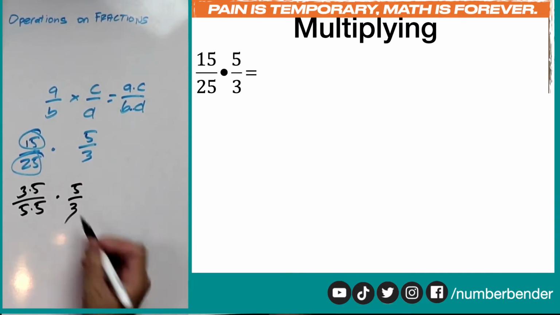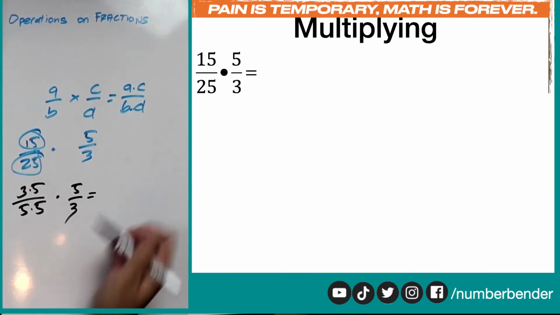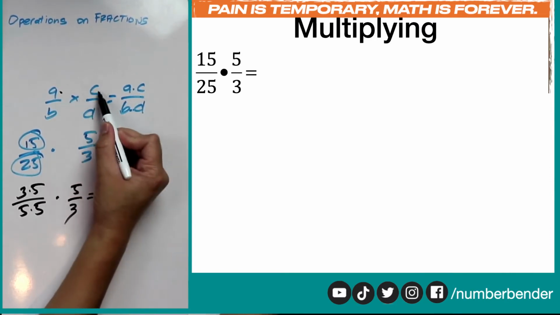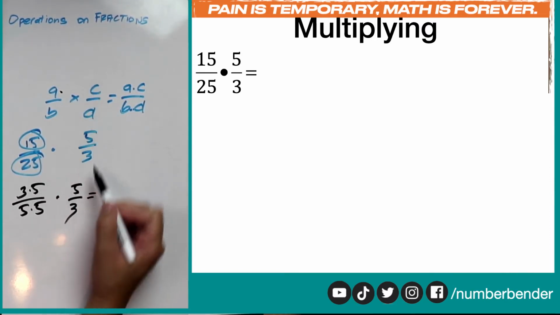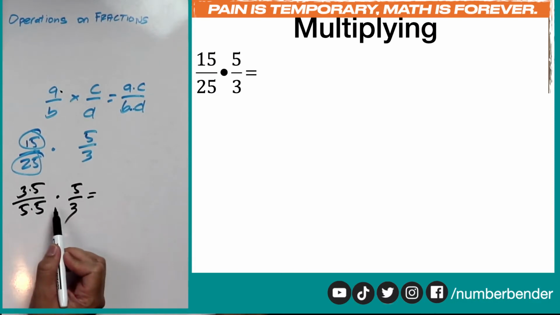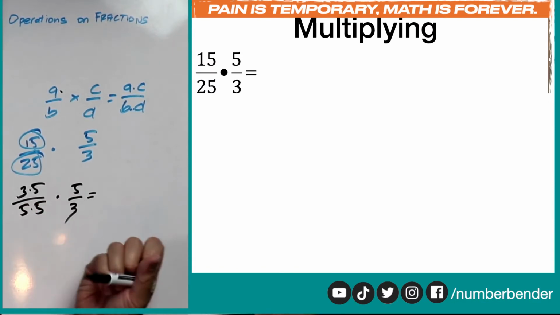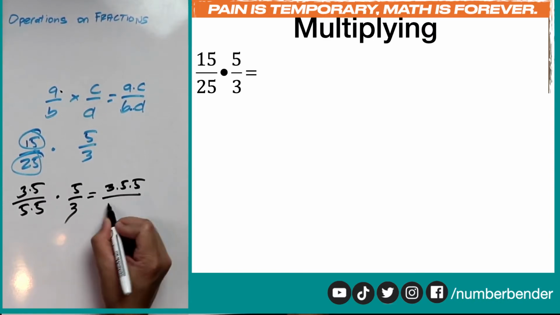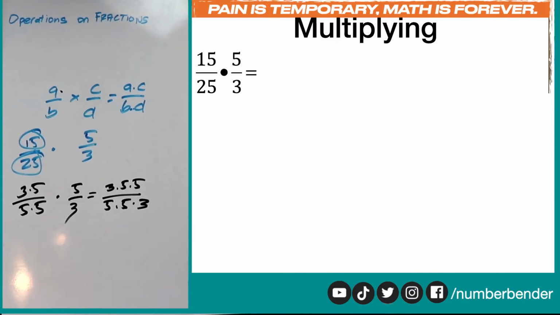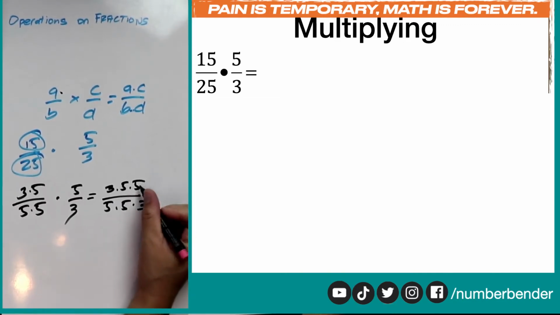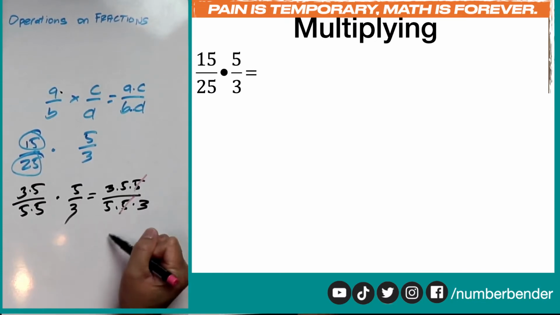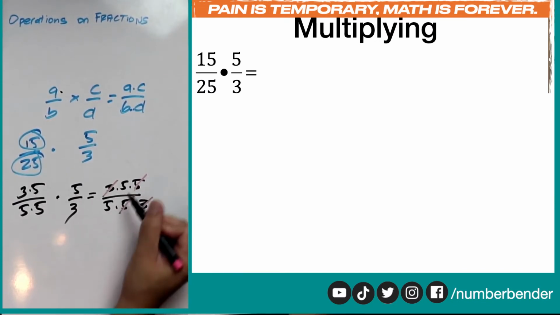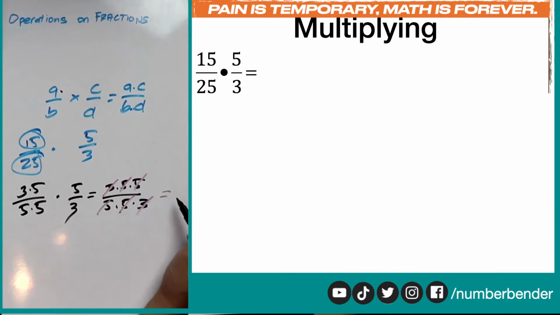Now we can multiply this out using this technique: multiply the top, multiply the bottom, but instead of multiplying them using the operation of multiplication, we're just going to put them all together. So we'll have 3 times 5 times 5 over 5 times 5 times 3. By doing so, we'll be able to cancel out the common terms. Here, we'll cancel out 5 and 5. We'll cancel out 3 and 3. And we'll cancel out 5 and 5, which is going to give us 0. Is it going to be 0?